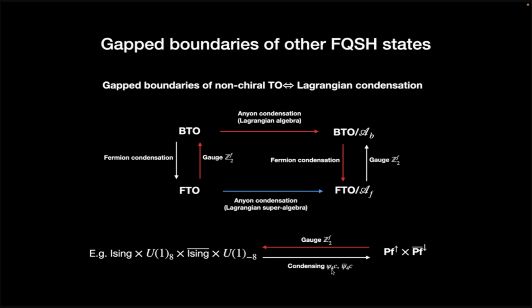So psi_4, we call the notation, so psi is the anyon in the Ising sector, and this 4 is an anyon in the U(1) level 8 sector. And so psi-bar_4-bar, so psi bar is an anyon in the Ising sector, and this subscript 4 is an anyon in the U(1) level -8 sector. So c is the physical fermion. If we condense these two composite particles, then we can recover the Pfaffian times the anti-Pfaffian. So what we will do is to basically use the red path instead of the blue path.